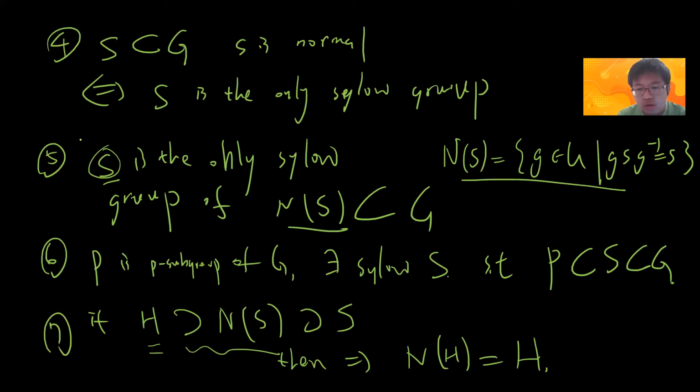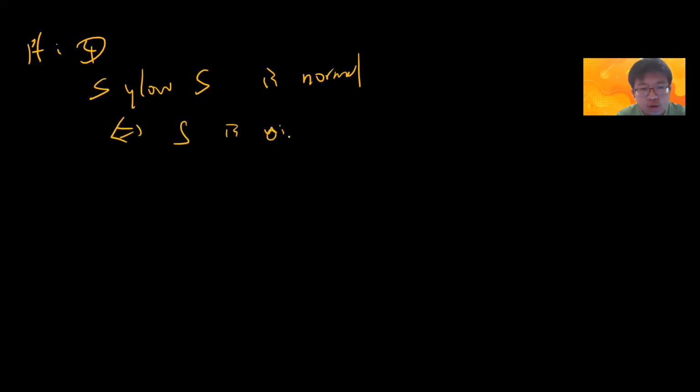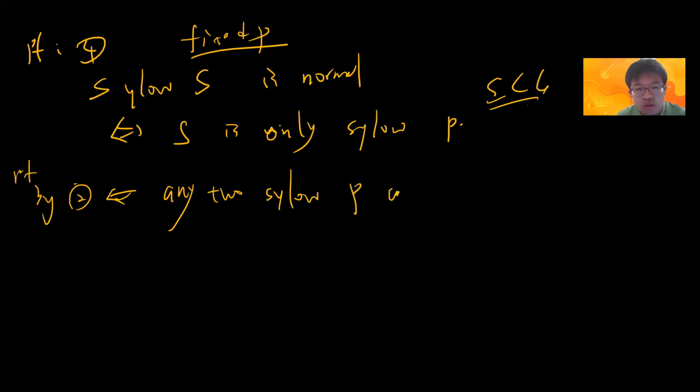I think this one is a simple one, so let's prove it. My theorem is that the Sylow p-subgroup S is normal if S is the unique Sylow p-subgroup. You fix a prime p, and S is a subgroup of G. This proof is by theorem 2, which tells you that any 2 Sylow p-subgroups are conjugate.